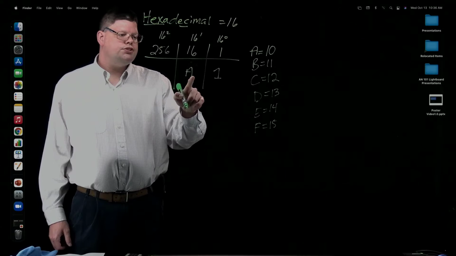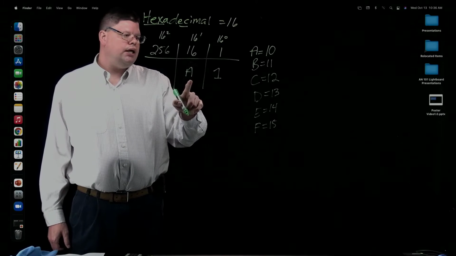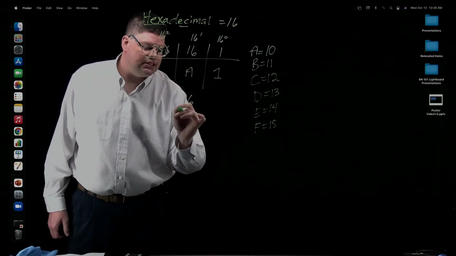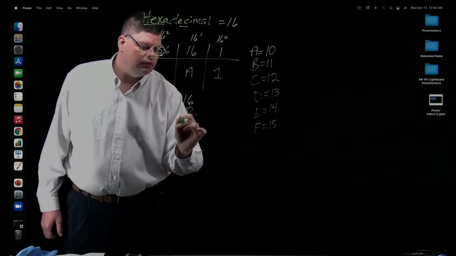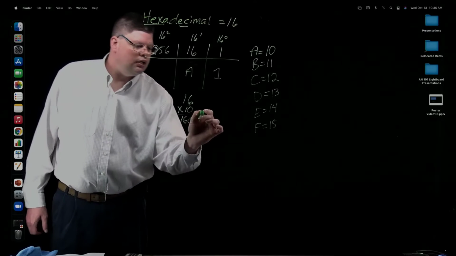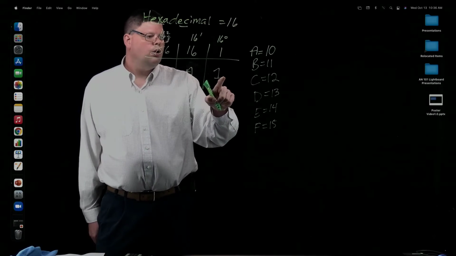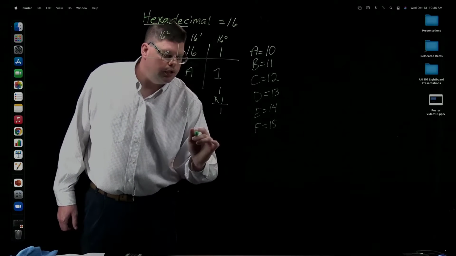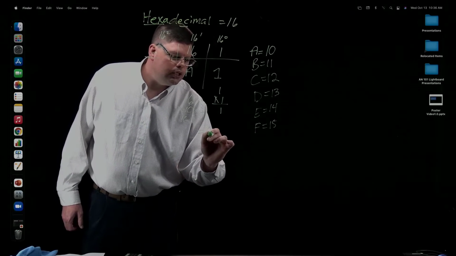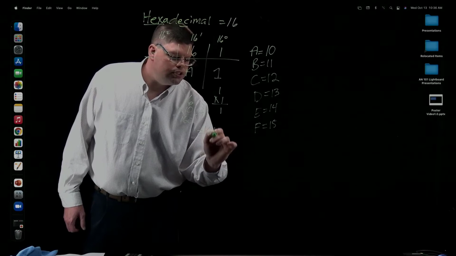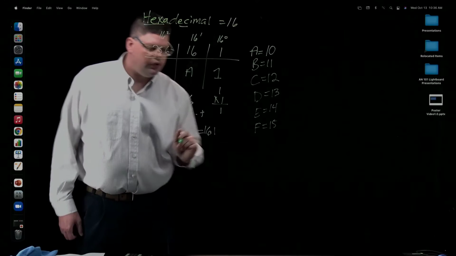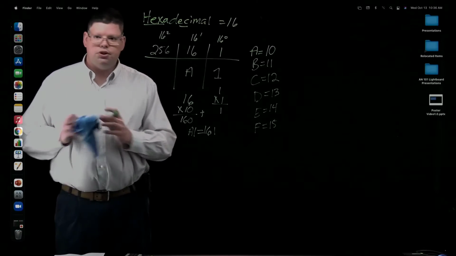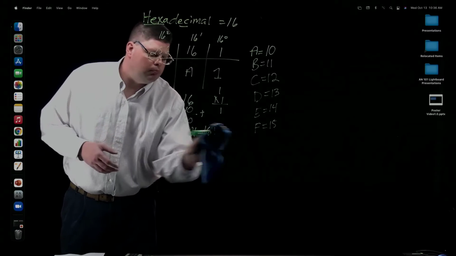So the way this is going to work is we're going to say A, which is worth 10, multiplied by 16. So that's 16 times 10, which is 160. And we're going to add that to what is 1 times 1, which is 1. So A1 is equal to 161. So that's where the numbering system comes in. You can see that A1 is a pretty big number.